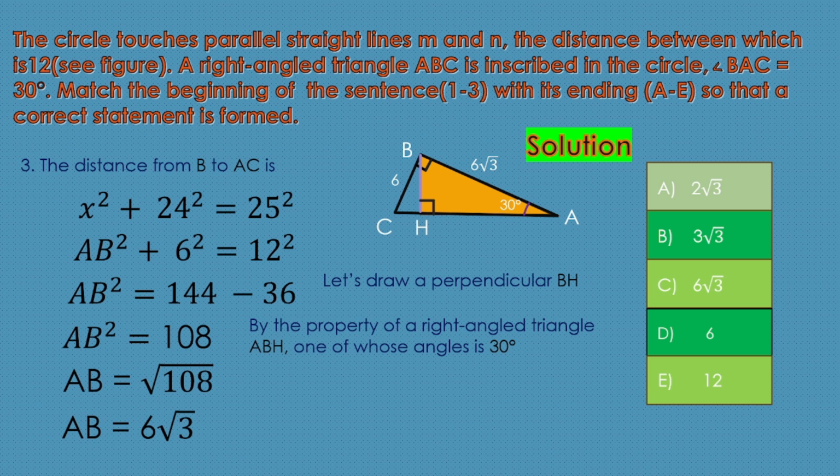And what do we know about the property of this right-angled triangle? The side opposite the 30-degree angle is half the hypotenuse. So here, 6 root 3 divided by 2 equals 3 root 3. This is what we need to focus on now, and this will be, by the way, the final answer. That's how you can navigate through these right-angled triangles, and clearly the answer is B.